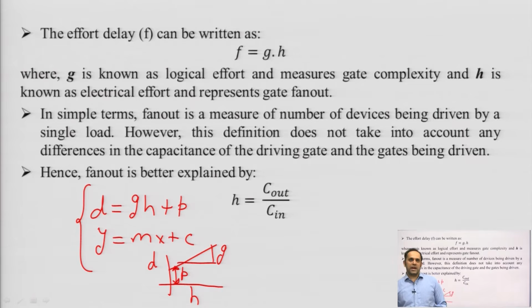As you can see on the slide, I have already described fan out, which is basically number of devices being driven, okay. But that does not take into account that there might be some differences in the capacitances of the gate which is driving and the gates which are being driven. Okay. So, the driver and the load may have differences in capacitance, right, and that is not taken into account if we simply define fan out as the number of devices being present at the load. So, in a better way, the fan out is described as the output capacitance divided by the input capacitance. Okay.